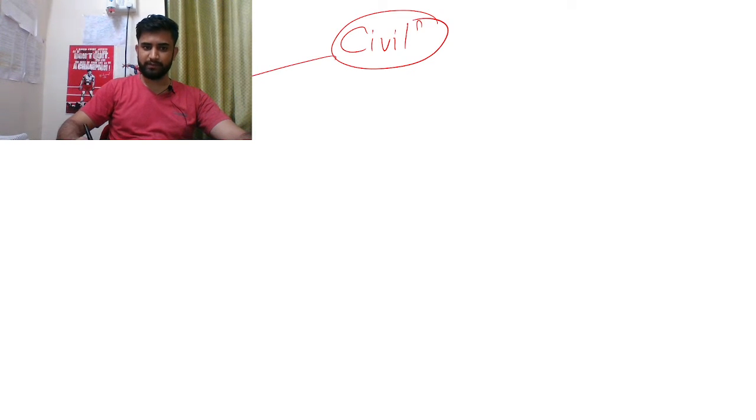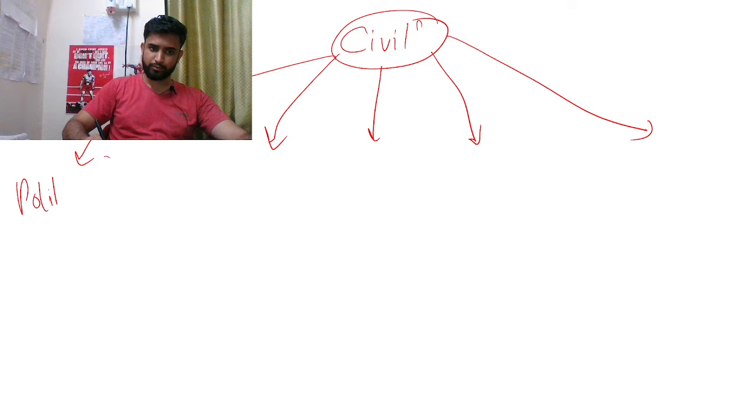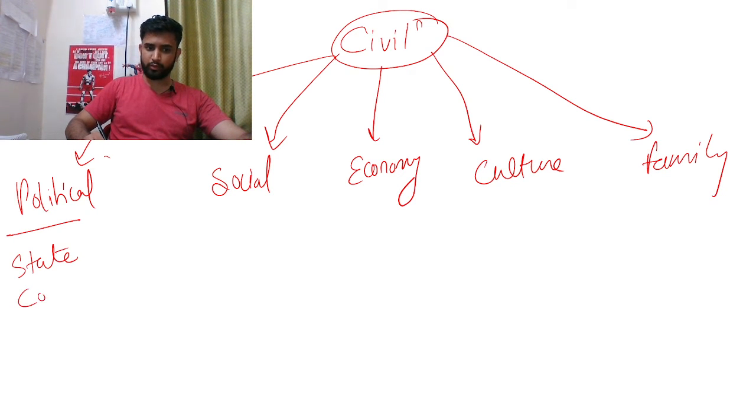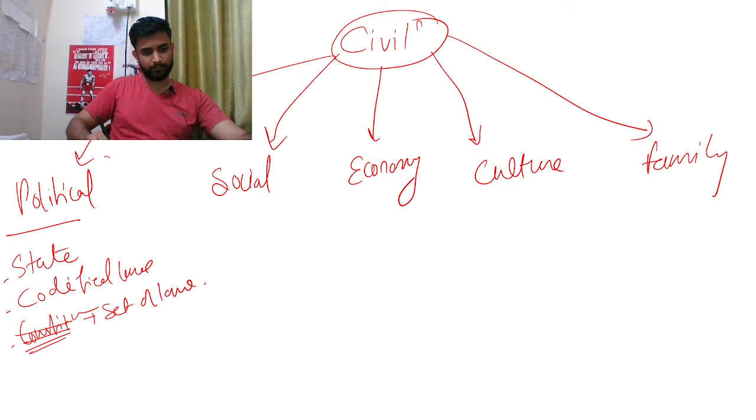The next one is basically civilization. So civilization you can understand with its arms, which are political, social, economy, then culture, and family. So in polity, we have state, we have codified law, we have constitution, and if we don't have constitution, we can say we have a set of laws. Then there is state machinery, like police, army, etc.